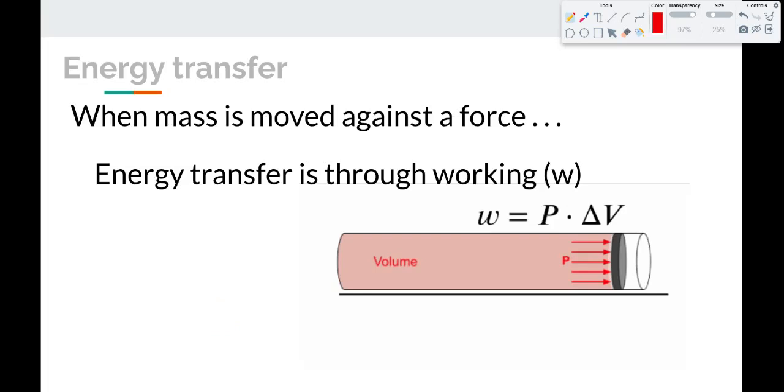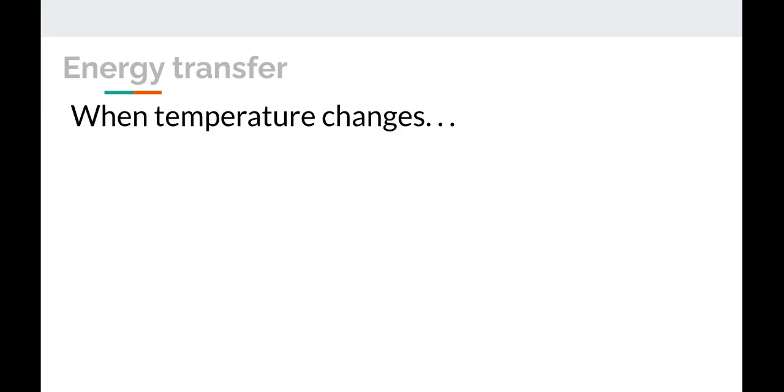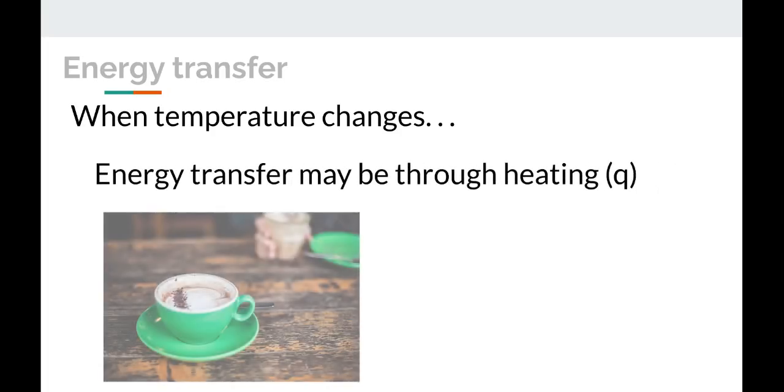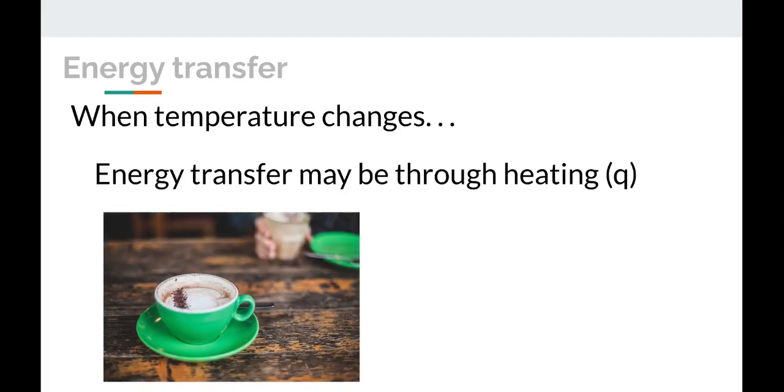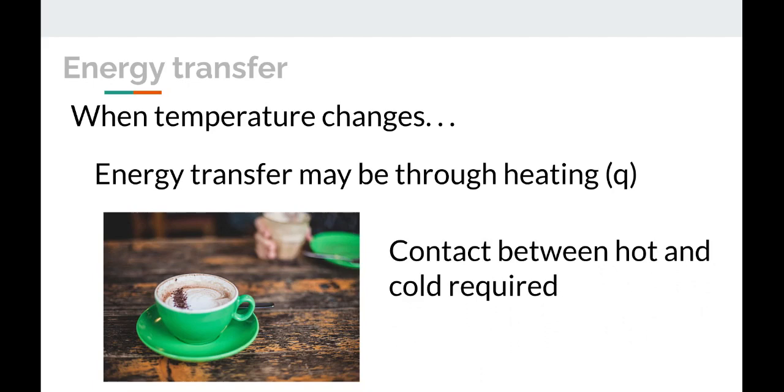In a three-dimensional system, like when a gas expands, and this is very common in chemistry, work is expressed a different way. It's the product of pressure times change in volume. Another evidence that energy has been transferred is when the temperature changes. That energy transfer might be through heating, which we abbreviate as a Q. And for this to be the energy transfer mechanism, there has to be contact between the hot and cold objects or systems. Now that contact may be indirect.